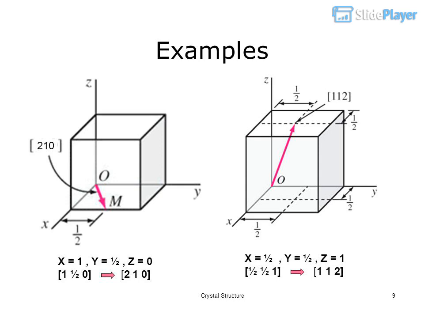Examples. [210]: x equals 1, y equals half, z equals 0, which gives 1, 1/2, 0, or 2 1 0. Another example: x equals half, y equals half, z equals 1, giving half, half, 1, or 1 1 2. Crystal structure 9.